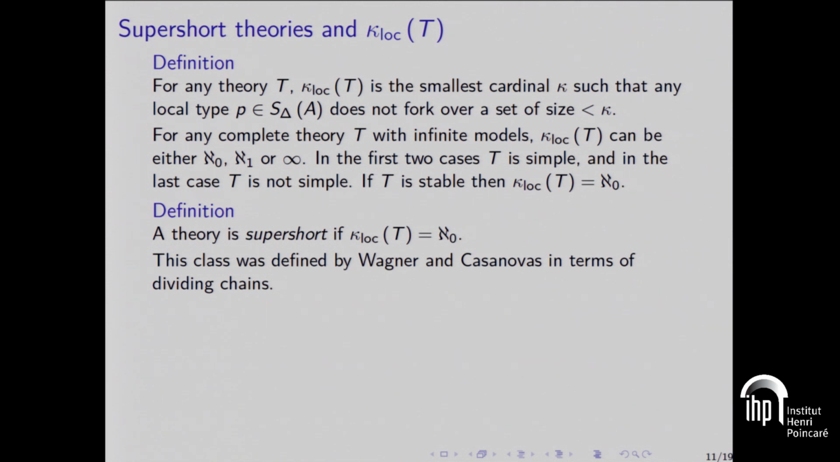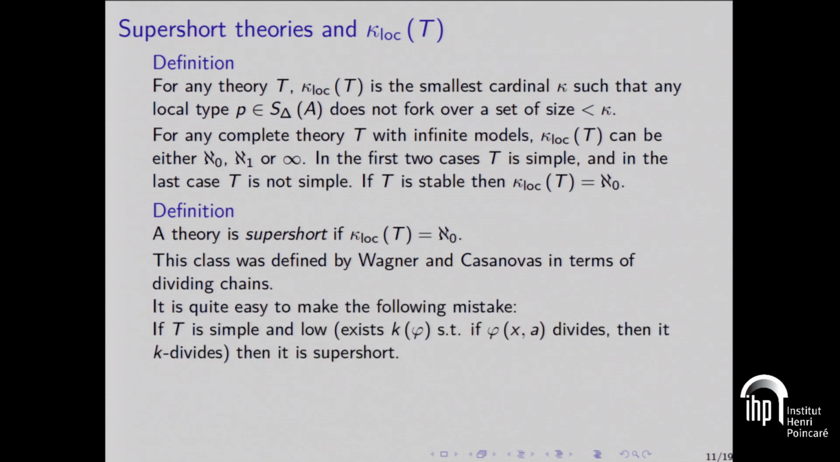Definition: a theory is super short if kappa log is Aleph0, namely every local type doesn't fork over a finite set. I didn't know about this name until two days ago. This class was defined by Wagner and Casanovas in terms of dividing chains. They didn't define it the same way, but it's equivalent. And I'm not the only one who made the following mistake: that if T is low, namely for each formula phi there exists some k such that if phi(x,a) divides, then it k-divides, then it is super short.